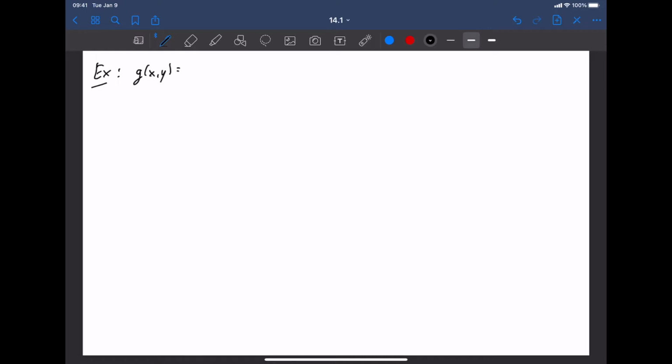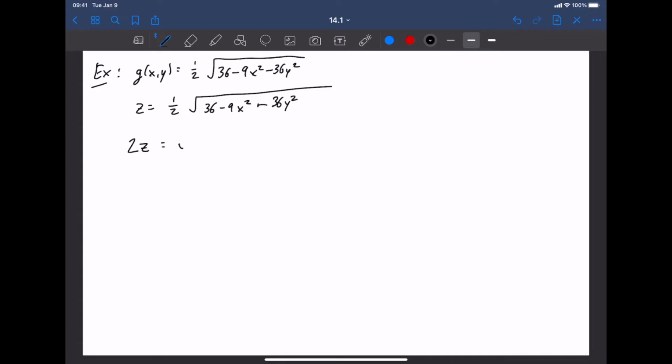All right, let's look at a really ugly one, right? 1/2 square root of 36 minus 9x squared minus 36 y squared. Okay, first step, call that z. Multiply both sides by 2. And then how are we going to get rid of that square root, right? We don't like these square roots. Not great big fans of that. Well, we'll just square both sides.